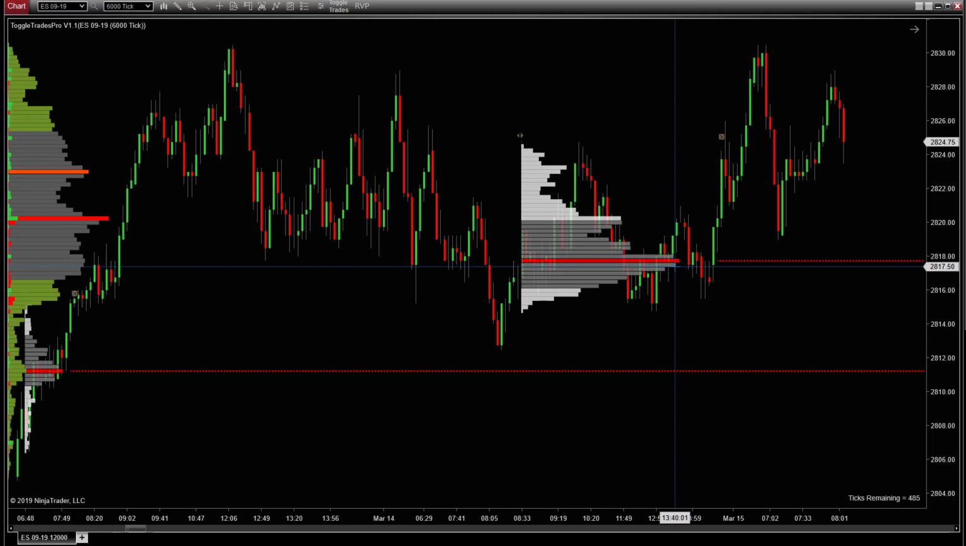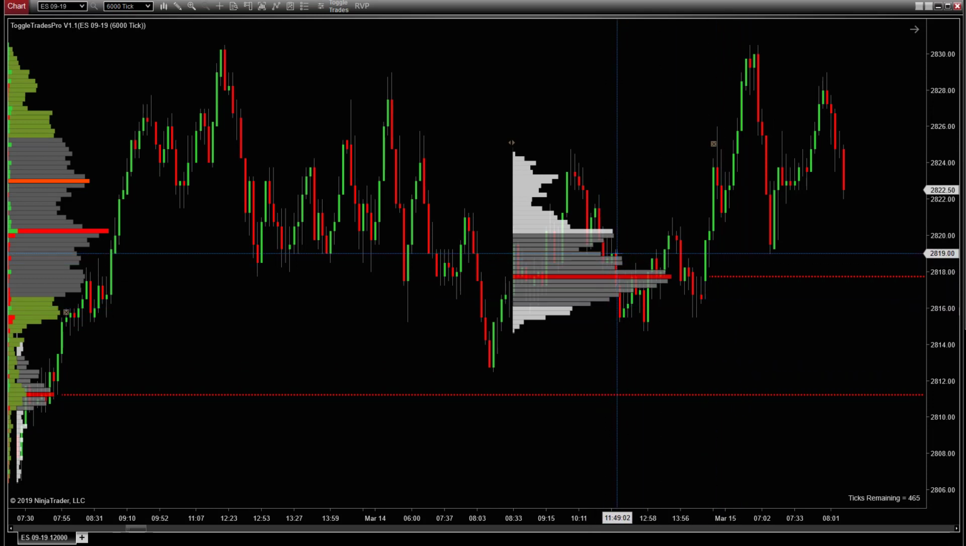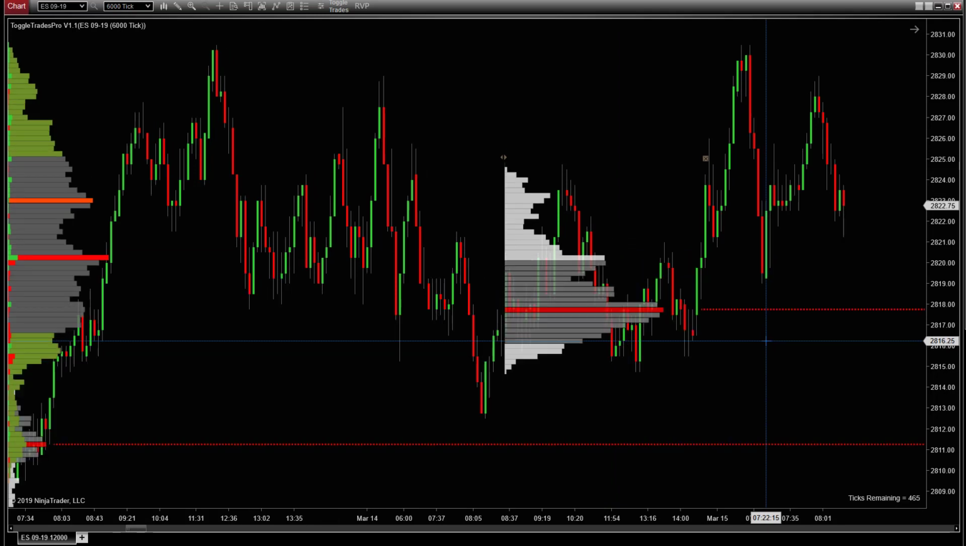Usually I want to trade against a shelf of volume. Point of control is like a shelf, right? It's a big amount of volume. This is a shelf right here. And this was kind of a shelf right here. Not a very big shelf, but still a shelf.